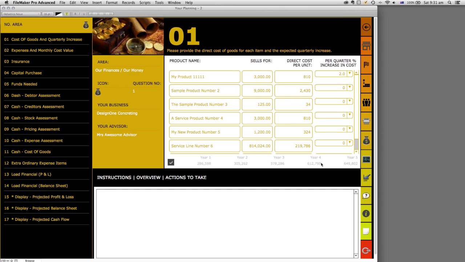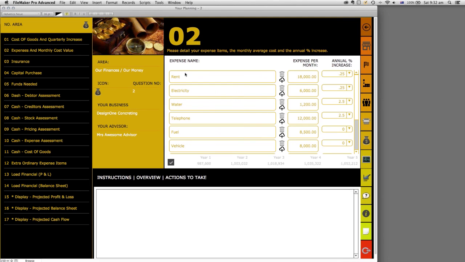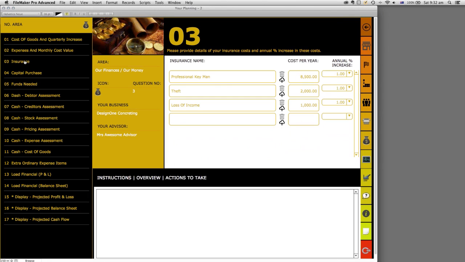So you see down the bottom here, it's already put the costs down based on those calculations. Then we go down to normal expenses: rent, electricity, expense month, increase. So again, it's calculated the expenses out. You've got the delete and save buttons. Before we listed the insurance items, so here you can actually type in what your insurance is that you currently have and what it costs you.